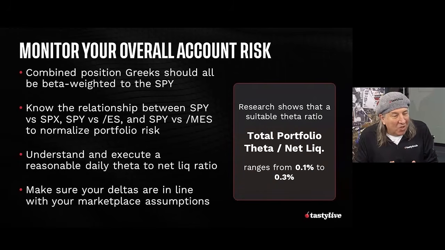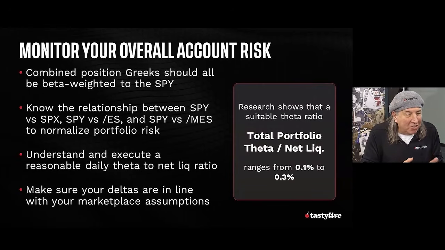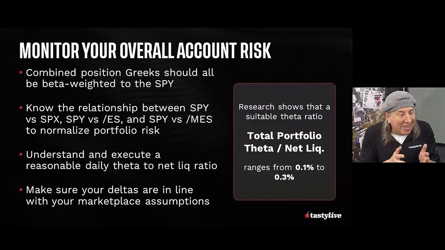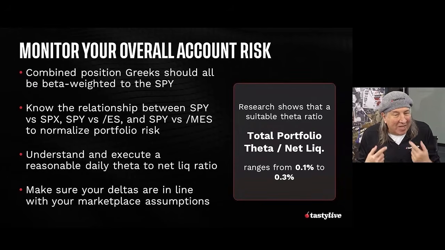And then also, we want to make sure that your deltas are in line with your marketplace assumptions. So for example, if you are bullish and you are short deltas, your deltas are not in line with your marketplace assumption. If you are bearish and you are long deltas, your deltas are not in line with your marketplace assumption. So what you want to do is make sure your deltas are in line with your marketplace assumptions, and then make sure that your daily theta to your net liq, not to your buying power, not to something else, but to your net liq, because that's the easiest way to make it consistent, is going to be some reasonable number.